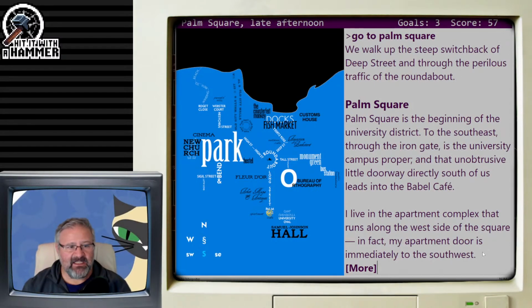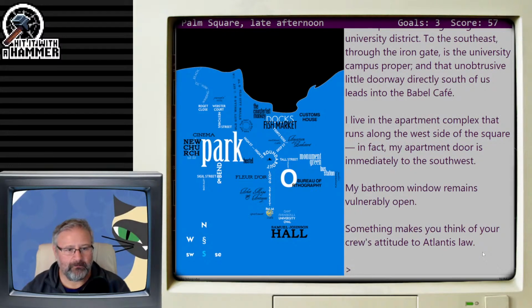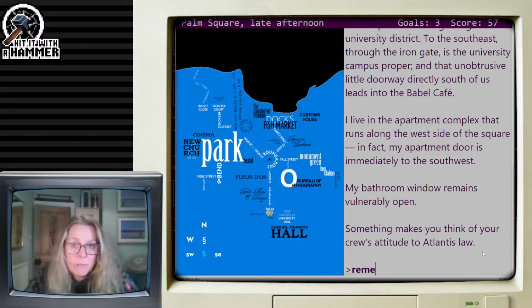The other place is just south of Palm Square, the Babel Cafe. Oh. I don't think we've had this before. So we're outside Alex's apartment. It says, something makes you think of your crew's attitude to Atlantis law. We need to remember.